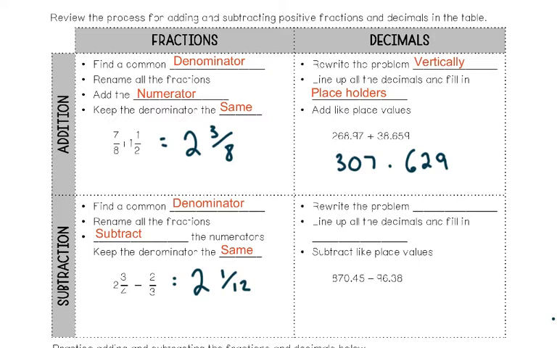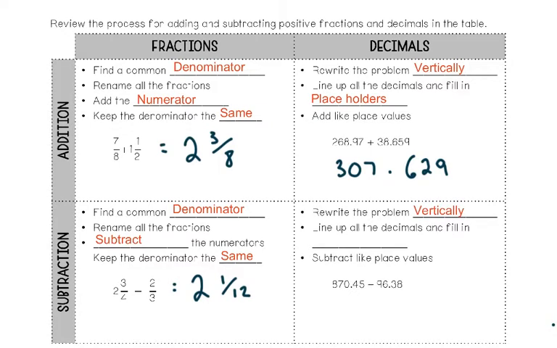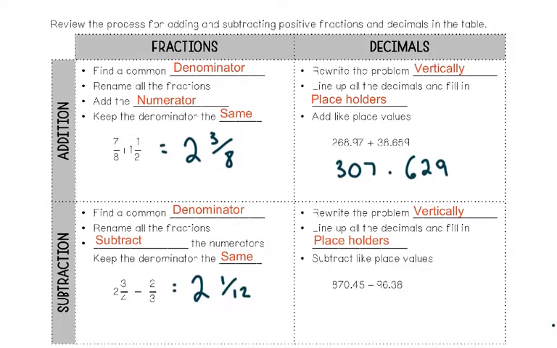So now we're going to look at the last one we need to review, which is subtracting decimals. The steps for subtracting decimals are going to be very similar to adding decimals. We'll start by rewriting the problem vertically. The next step will be to line up all the decimals and fill in placeholders. Then we will subtract like place values. So I'm going to go to a different piece of paper, or I'm going to erase my little whiteboard and rewrite this problem. I want you to try it by yourself and then come back to check.